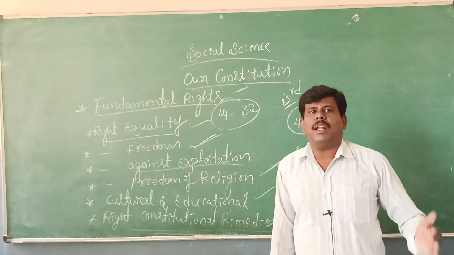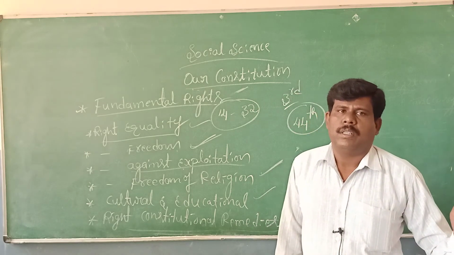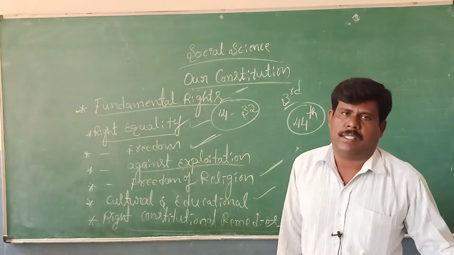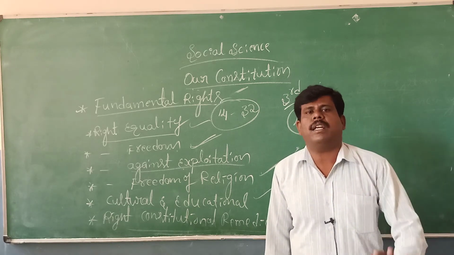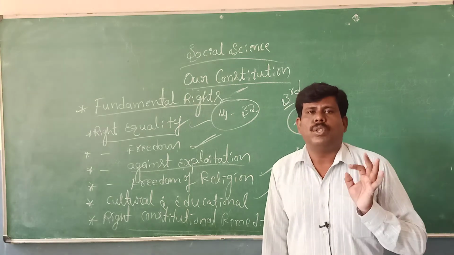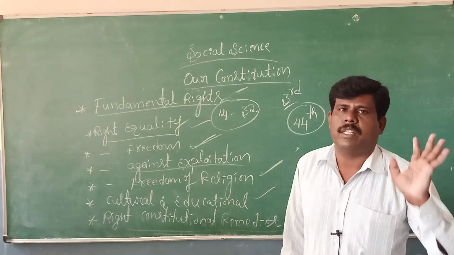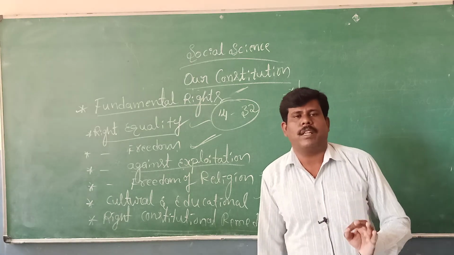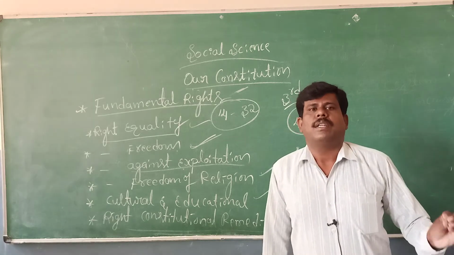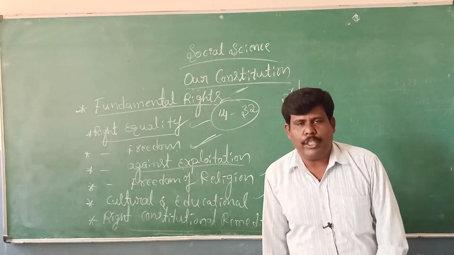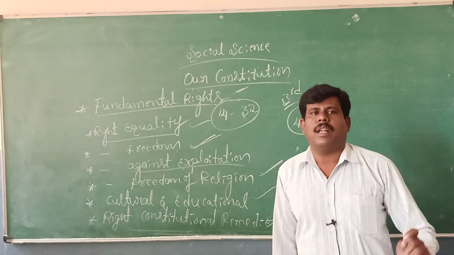Next one, cultural and educational rights. See children, India is a multicultural nation. All cultured people live with us. All cultures are treated equally. If you like any culture, you can follow it. No one can discriminate against or criticize any culture in our country. So our Constitution provides this for culture, and educational rights are also provided by our Constitution. All the children have an equal opportunity to enter any institutions. Like that, our Constitution provided cultural and educational rights.